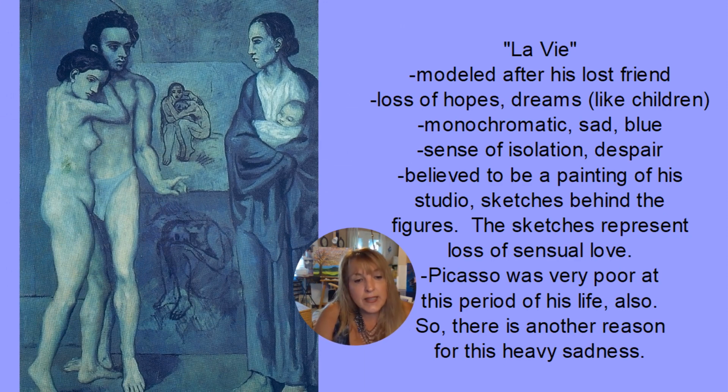La Vie. This is an example of his blue period, his sad period, and it also includes his friend Casagemas. And here you see Casagemas' girlfriend there as well. And it looks like it's in their studio. Now keep in mind that Picasso and Casagemas shared a studio. And these are probably Picasso's drawings in the background, more than likely. Picasso tends to be pretty much about Picasso most of the time.